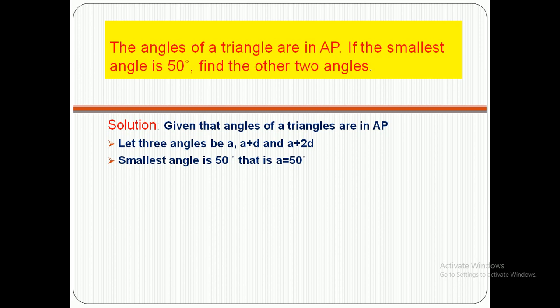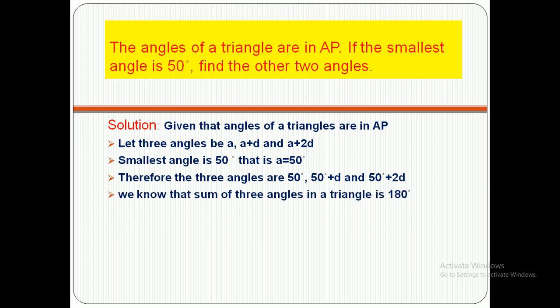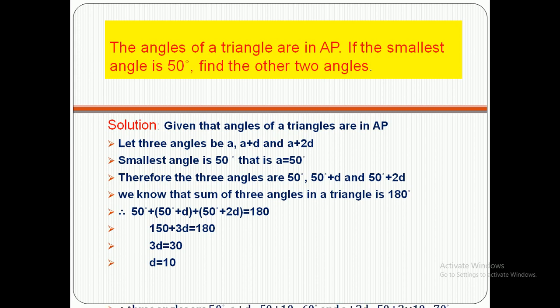The smallest angle is 50 degrees. That is the first term, no? A is equal to 50 we have to take. So if a is equal to 50, then the second term becomes 50 plus d and the third term becomes 50 plus 2d. So we all know that the sum of 3 angles in a triangle is 180 degrees. So then substitute: 50 plus 50 plus d plus 50 plus 2d is equal to 180 degrees, angle sum property of a triangle. After simplification, 150 plus 3d is equal to 180. Therefore 3d is equal to 30, d is equal to 10.